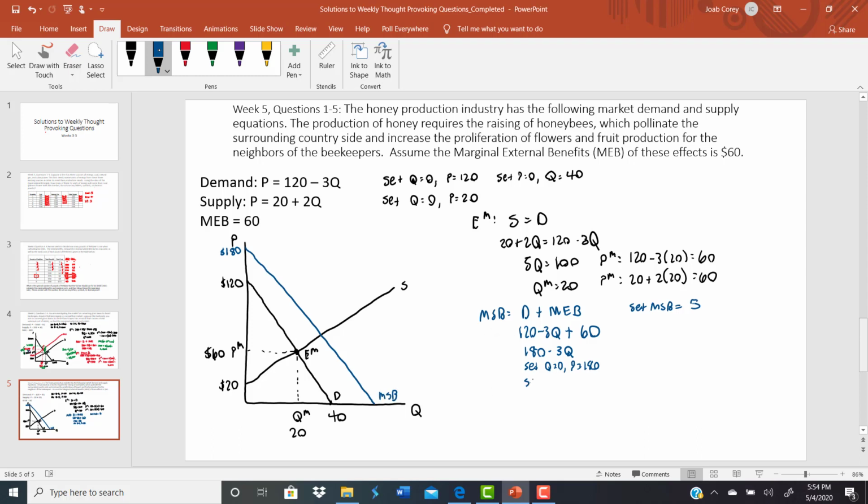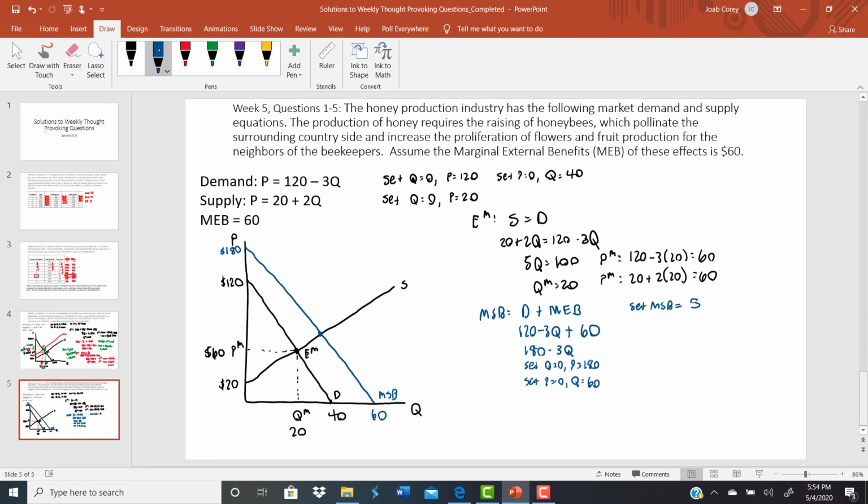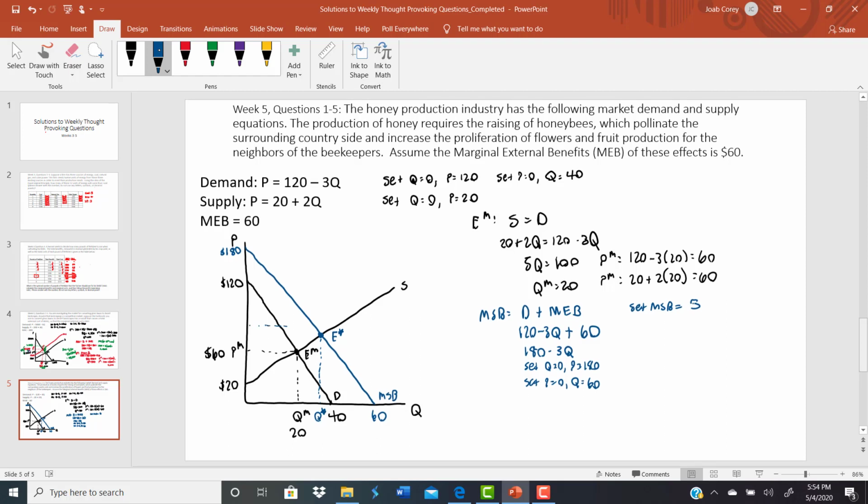Again, if we set P equal to 0, then our Q is going to be equal to 60, just by solving for Q in that marginal social benefit equation. All right, so we need to set MSB equal to supply in order to figure out that E star, or our market equilibrium. So we can get our equilibrium quantity, Q star, and our equilibrium price, P star.